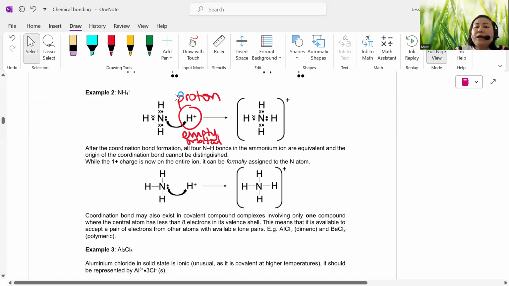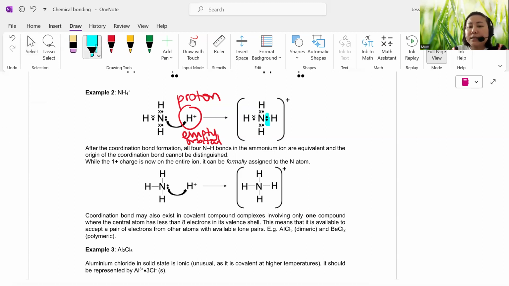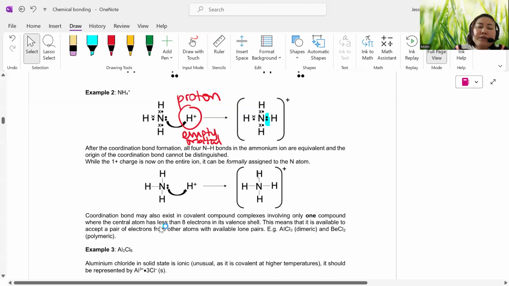So ammonia, being a base accepting an H+, will form a coordination bond between the N and the H+ that it has accepted here. So after forming the coordination bond, you will find that all the 4 N-H bonds are actually equivalent. You don't notice any difference in terms of their property. Okay?